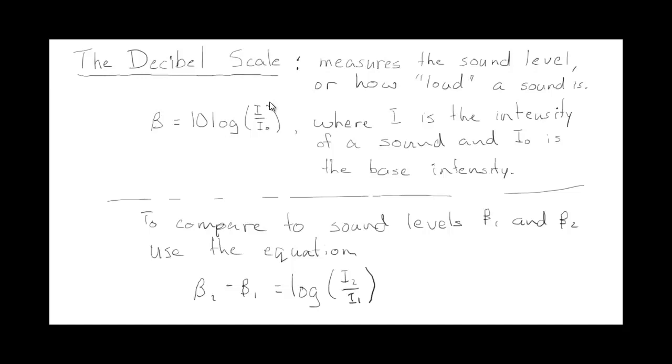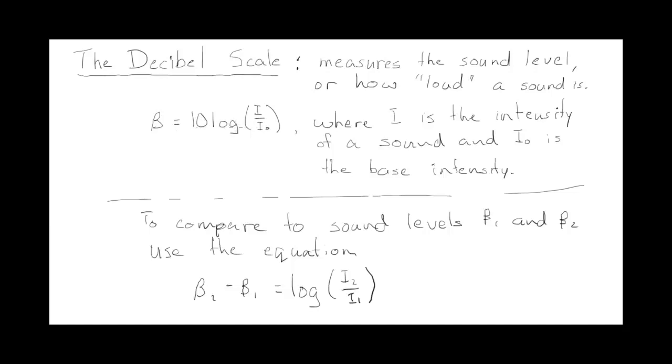Okay, in this video, I'm going to look at a third application of logarithmic functions. It's what we call the decibel scale. So it's another scale. The decibel scale is a way to measure the sound level, or how loud a sound is. So the decibel scale is a number. For a sound, we'll call that beta. And the way you get beta is using this logarithmic equation.